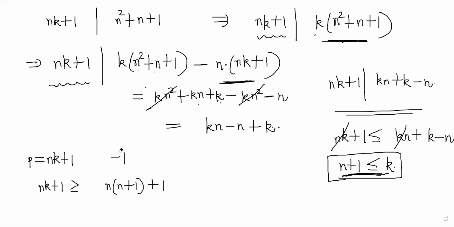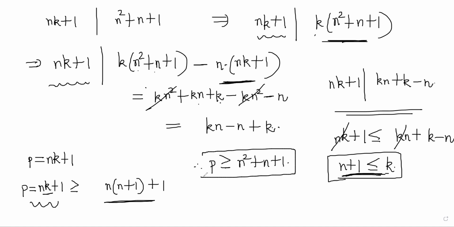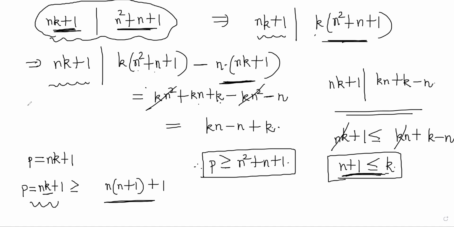So nk plus 1 is greater than or equal to n times n plus 1 plus 1. Actually, we don't need this part of the inequality. We'll just say nk plus 1 is equal to P and k is greater than n plus 1. So this is greater than this. So we get P is greater than or equal to n square plus n plus 1 from here, right? So remember earlier we had said that P divides n square plus n plus 1, right? P was this, P divides this. So we have P is less than or equal to n square plus n plus 1.